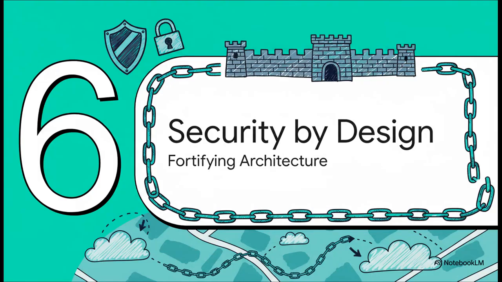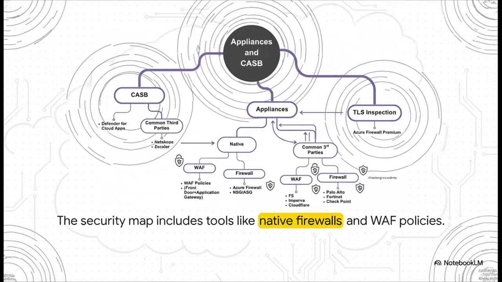And finally, no expedition is safe without protection, right? Security cannot be a fence you build at the end of the project. It has to be woven into the map from the very, very beginning. The security map is just dense with tools. You have fundamental defenses like Azure's native firewalls, and then more specialized guards like a web application firewall, or a WAF, which protects your apps from common web attacks.